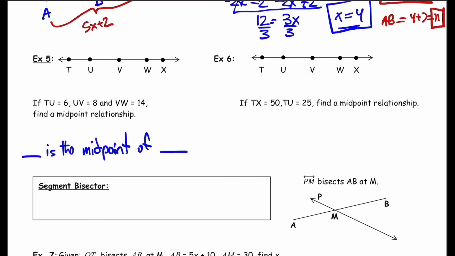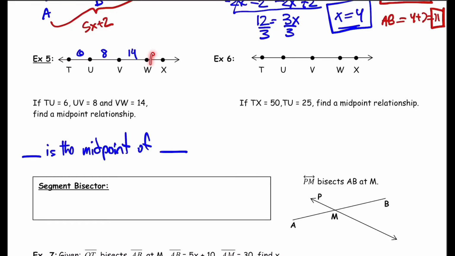Now, let's take a look and put these numbers in the correct places. All right, TU is 6. So this segment right here is 6. UV is 8. That one is 8. And VW is 14. Find a midpoint relationship.